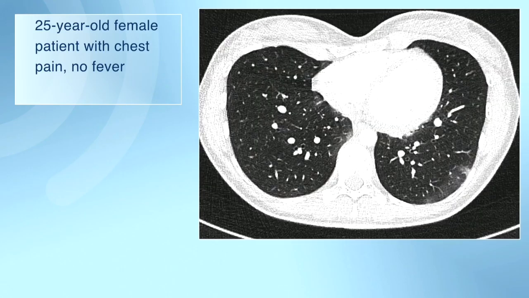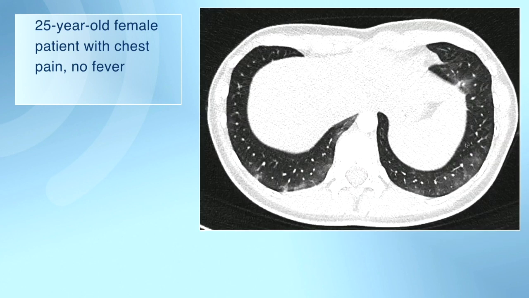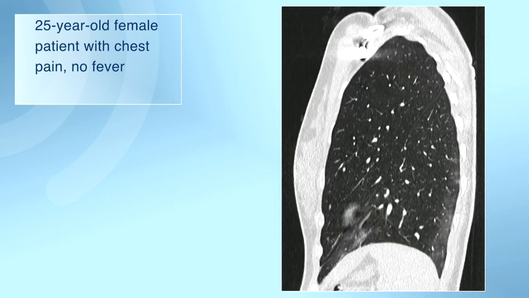And also up here, you see that it becomes a little bit more dense. And what is striking, these findings are more pronounced in the lung periphery. And if you look here at this sagittal reformation, you see it's also more pronounced in the dorsal parts of the lung. So this is a very suggestive case for this particular disease. However, although it's very characteristic, it's not specific.